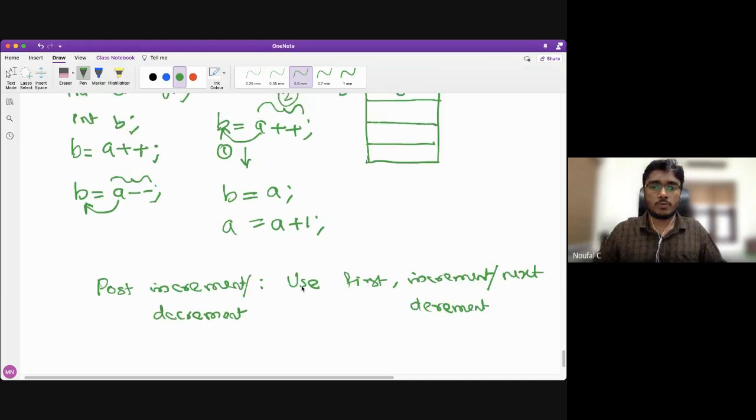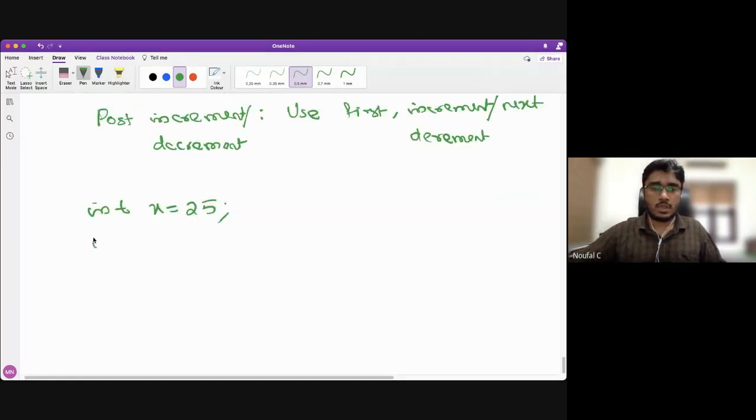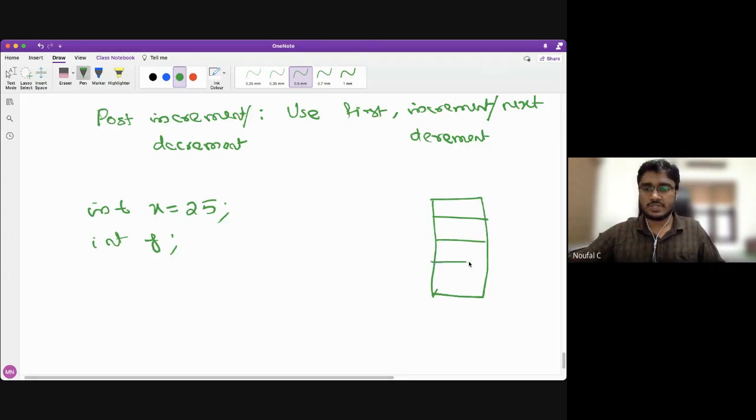So I hope you got the idea. Now we can have another kind of operator. Suppose I have int x equal to 25, and another variable int y. I'm not assigning any specific value to y, so just look at this memory diagram. I'm assigning a space for x with the value 25, and another space for y, without specifying any particular value.